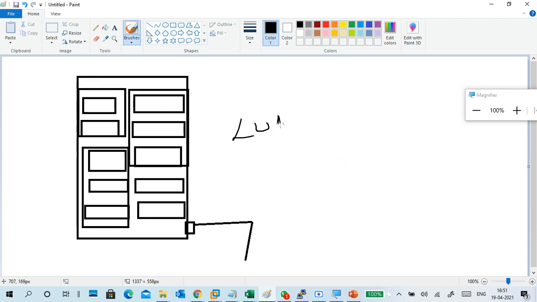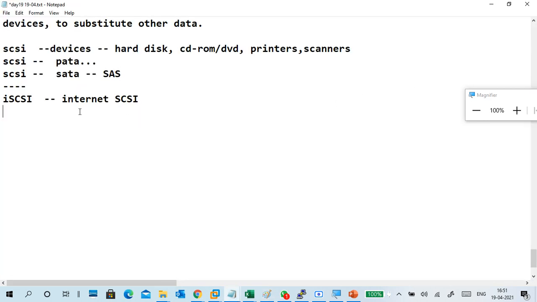LUN, logical unit number. That is SCSI over the Internet.